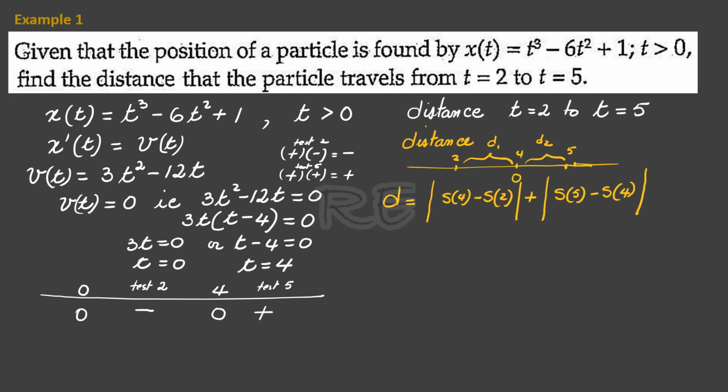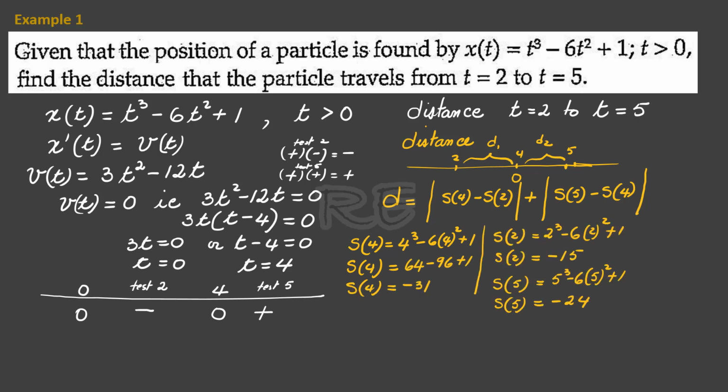Now, briefly, we will show you that s of 4, according to the position function x of t, is 4 cubed minus 6 times 4 squared plus 1. Therefore, s of 4 is negative 31. Similarly, s of 2 is negative 15, and s of 5 is negative 24.